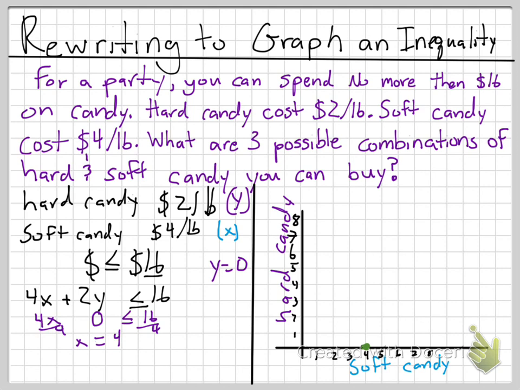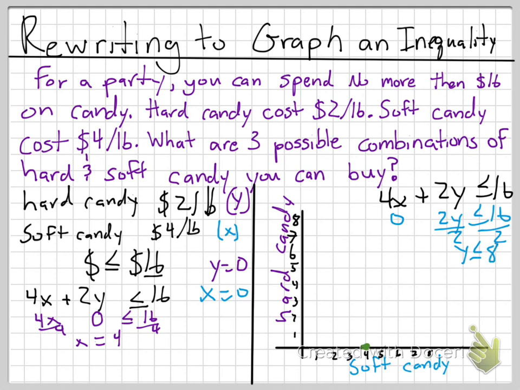And vice versa, if we do the same thing again, running out of space, I might actually do it up here. We have 4x plus 2y, which is less than or equal to 16. If we make x equal 0, that means this would be 0, and we're left with just 2y less than or equal to 16, which, if we divide by 2, gives us y is less than or equal to 8. So you can buy up to 8 pounds of hard candy. It doesn't mean we have to buy 8, but that's the most we can. So if we draw our line here, it's going to look like this.